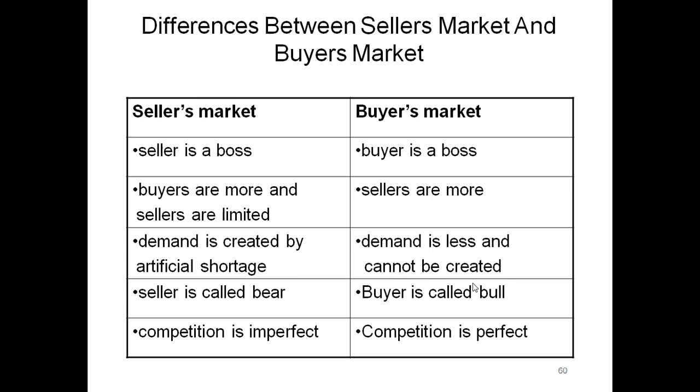Demand is created by artificial storage in seller's market. Demand is less and cannot be created in buyer's market. Seller is called bear and buyer is called bull. Competition is imperfect in seller's market and competition is perfect in buyer's market.